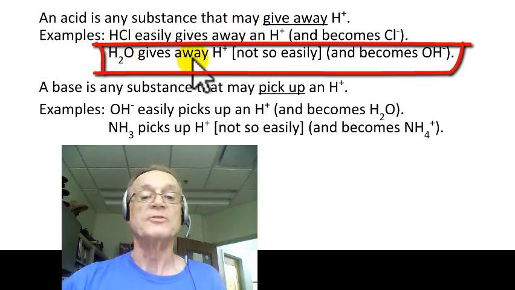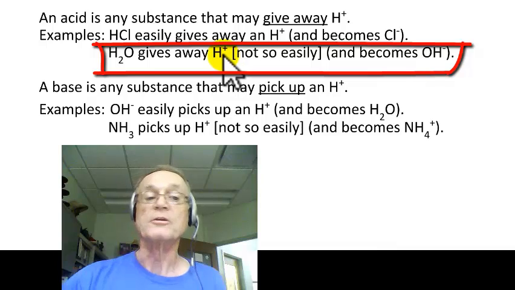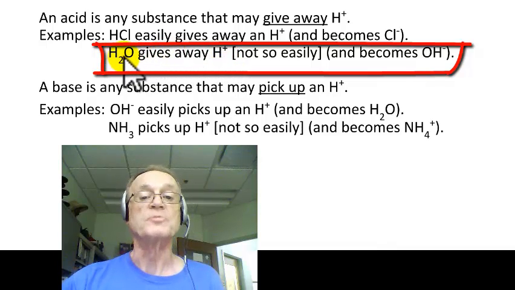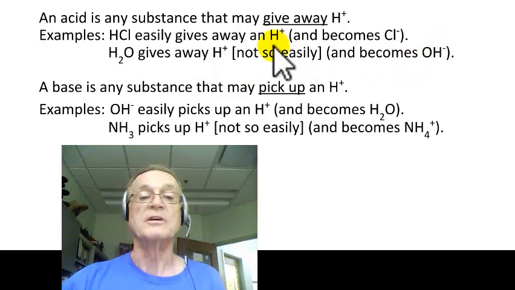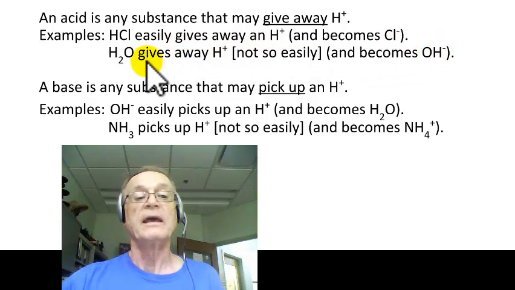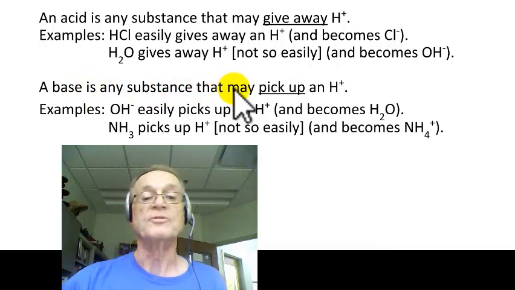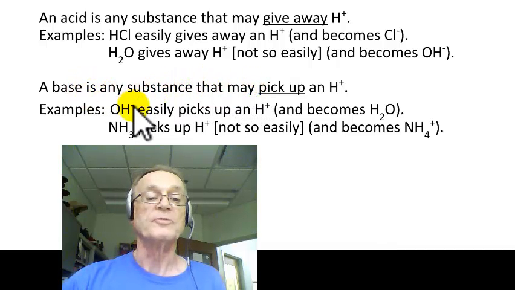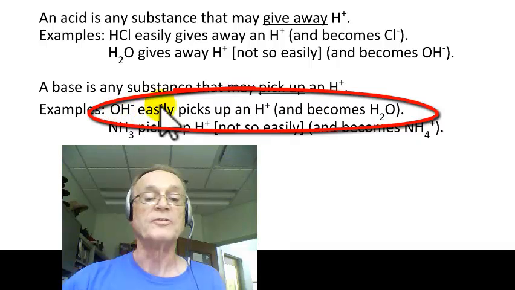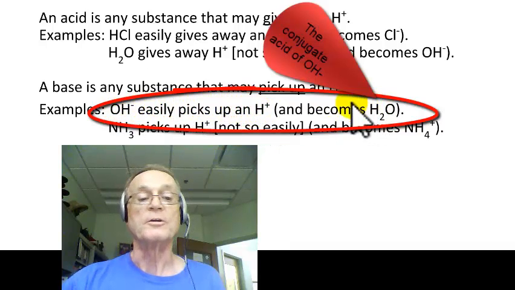Water can give away an H+, not so easily, because it's a much weaker acid, but it can give away an H+, and when it does so, it becomes OH-, and so that's the conjugate base of that acid. And conversely, a base is any substance that can pick up an H+. So for example, hydroxide can easily pick up an H+, and when it does so, it becomes water.